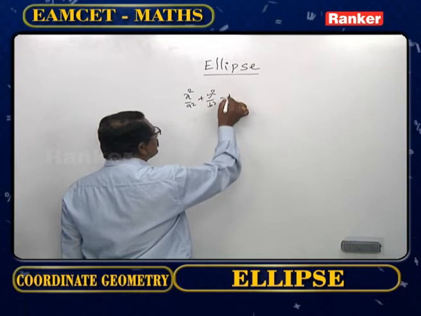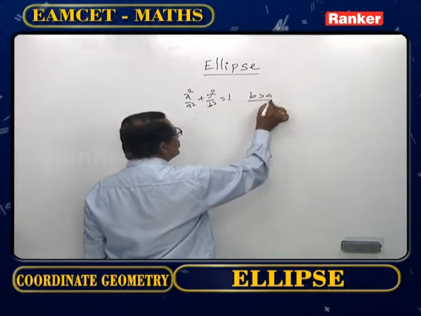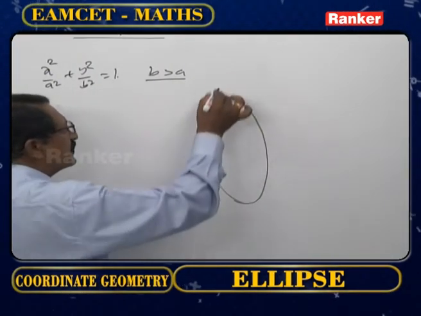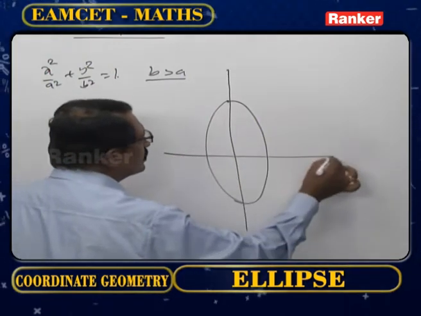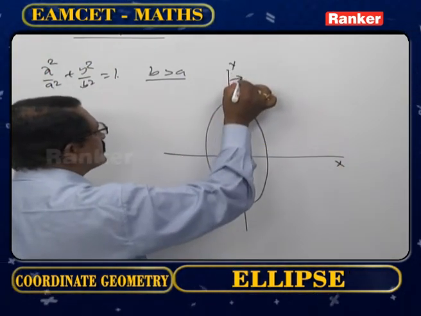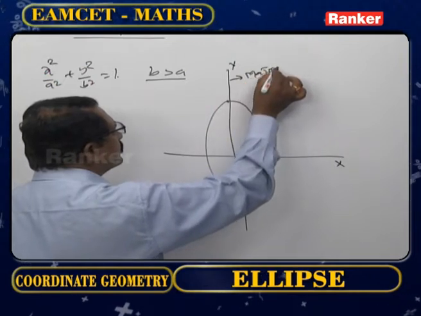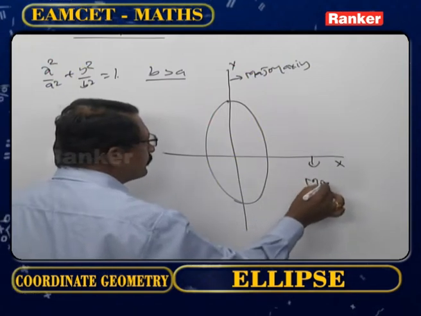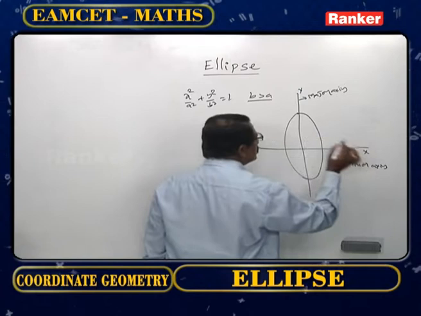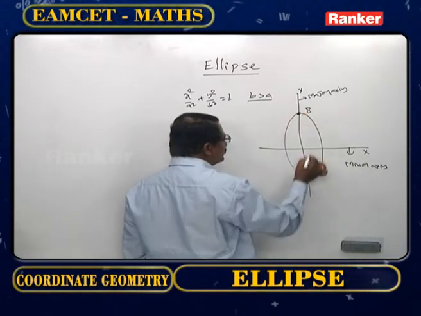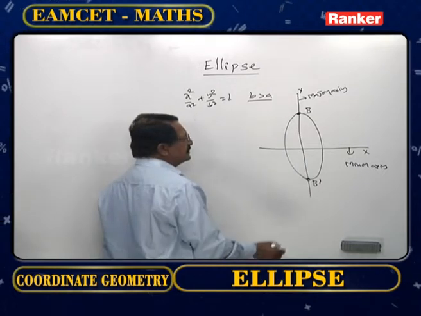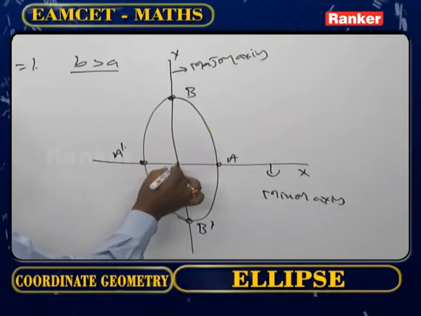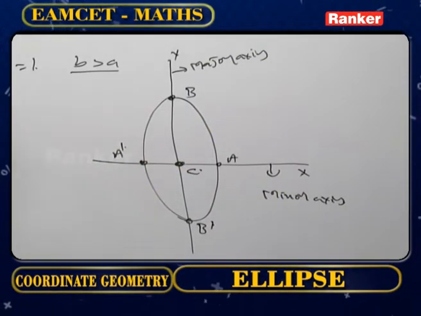Now suppose the ellipse equation is x square by a square plus y square by b square equals 1 and b is greater than a. In that case the ellipse is a vertical ellipse. The y-axis is the major axis and the x-axis is the minor axis. B and B dash are the vertices, and A and A dash are the ends of the minor axis. C is the center.